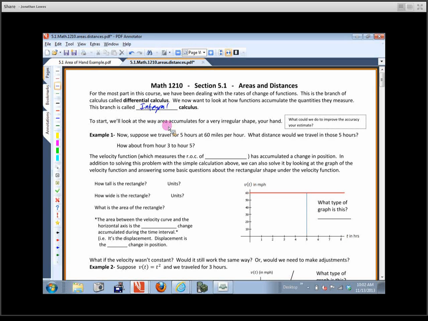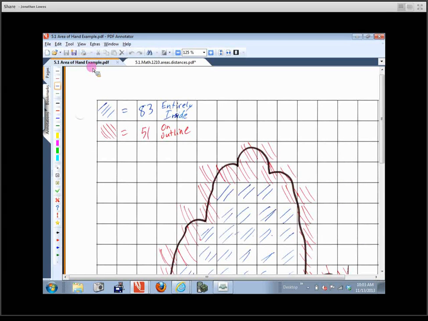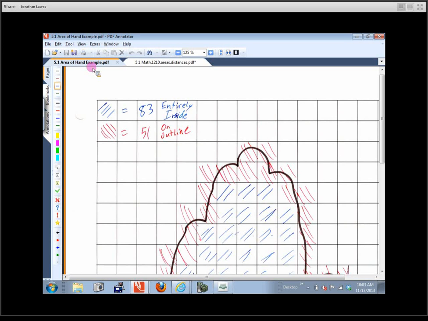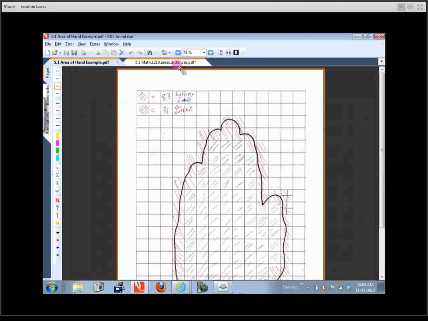So this section is on areas and distances for the most part, and we're going to talk a lot about how to find areas. That sounds like a silly topic, but we're going to start off with that example that I gave last time. Hopefully you did that. If you didn't, it's a fairly easy thing to understand, especially if you follow the instructions, right, Ben? Yeah. Okay.